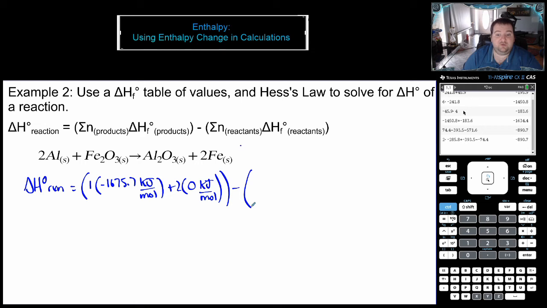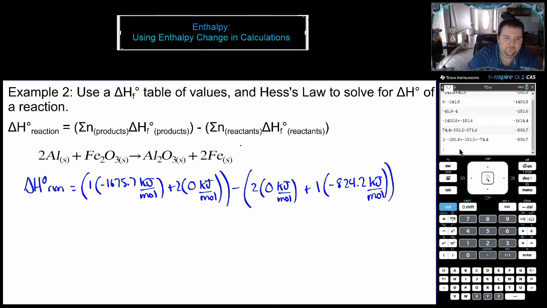Okay, minus our reactants. And we have 2 aluminums, and aluminum's in its standard state, so this is 0. And we have 1 iron oxide, and iron oxide's not a standard state, it's made of different things. Iron oxide is negative 824.2 kilojoules per mole. All right, throw it in your calculator.